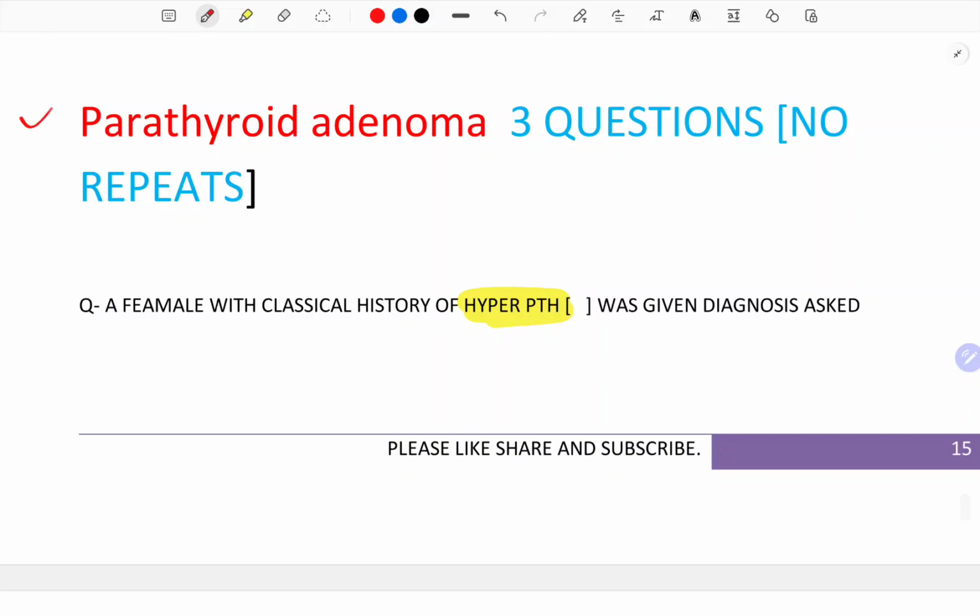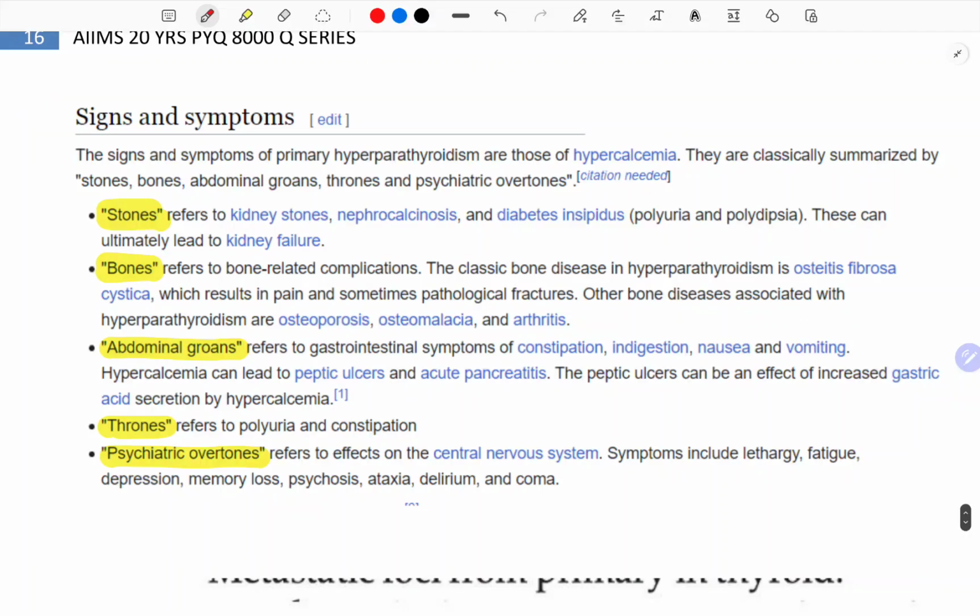Now next very important topic under this is the parathyroid adenomas. The parathyroid gland from which mostly questions are asked from the adenoma. So 3 questions have been asked and there has been no repeat. So this makes the topic as a whole important. See, a female with classical history of hyperparathyroidism was given and they asked the diagnosis. So what are the symptoms of a hyperparathyroid patient?